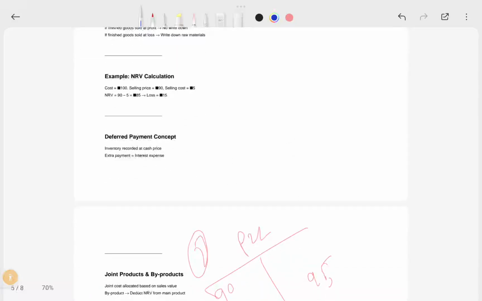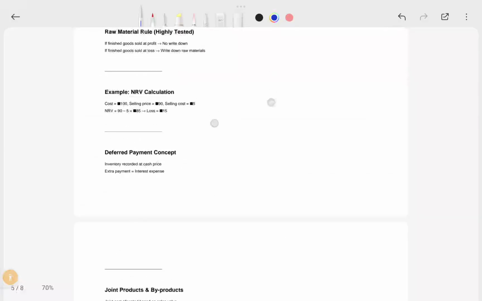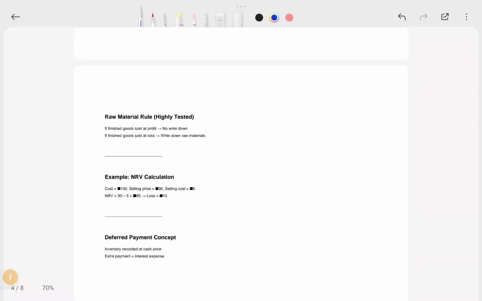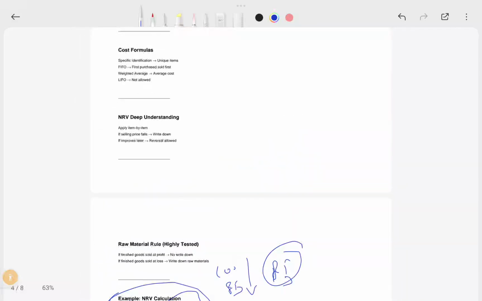Now, for conceptual understanding and quick revision, I am telling these classes. Now understand the same example, just with the numbers changed. The selling price is 90, and the selling cost is 5 rupees. So you need to calculate NRV like this: the selling price less the expected selling cost, so the expected NRV is 85. There would be a loss of 15 rupees, because you take cost or net realizable value, whichever is lower. That is, 85 is the value of inventory.